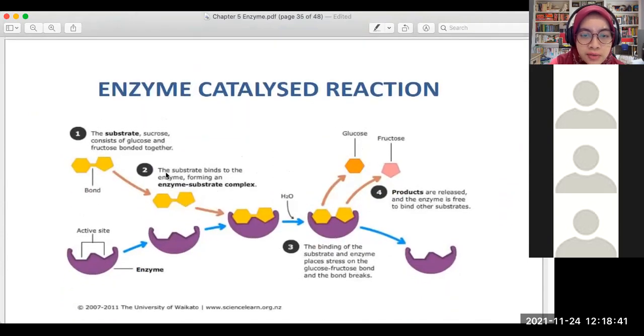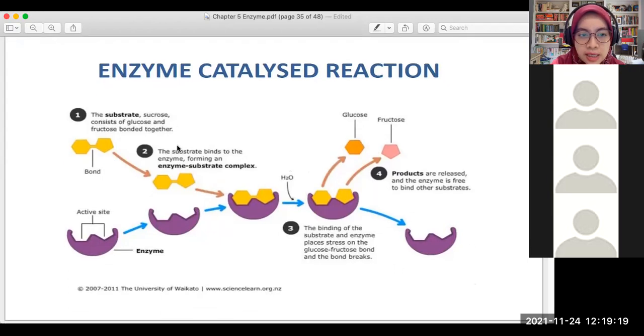So this is a further detail of how enzyme actually catalyzes the reaction. We have an enzyme with its specific active site. It will recognize its own substrate that can bind to it. Some enzymes may require the addition of water, for example to break the bond. So now we have new end products, for example here glucose and fructose, and the product will leave the enzyme so that the enzyme can be reused for the next substrate.